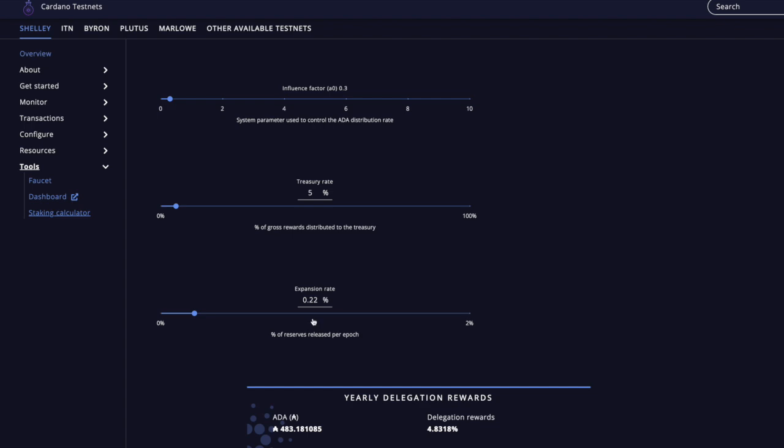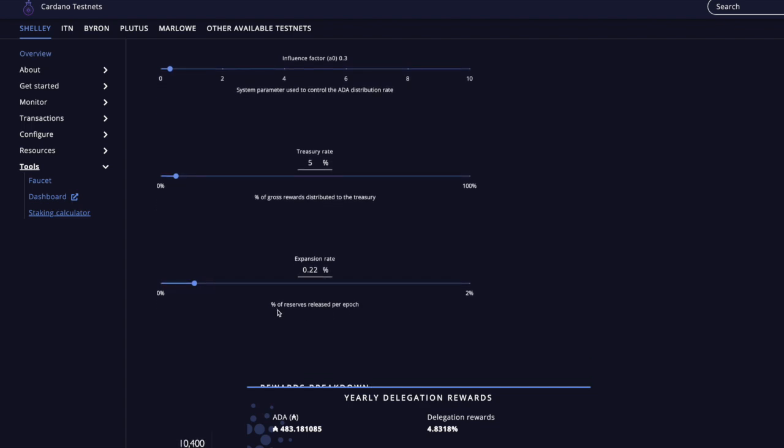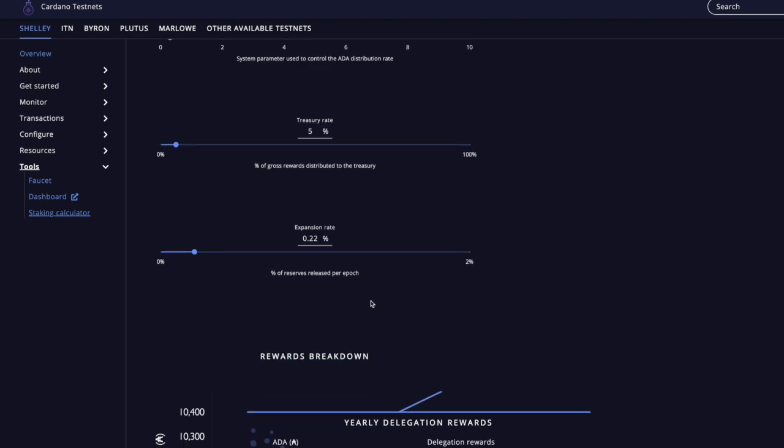Here we have an expansion rate. So this is like an inflation rate, so to speak. So the percent of reserves released per epoch. So we have the total supply and we have the available circulating supply. So this rate right here is talking about the amount of ADA that is essentially being released from the total supply into the circulating supply.